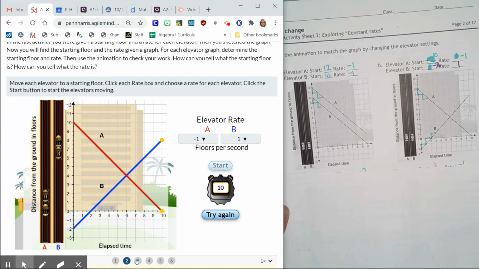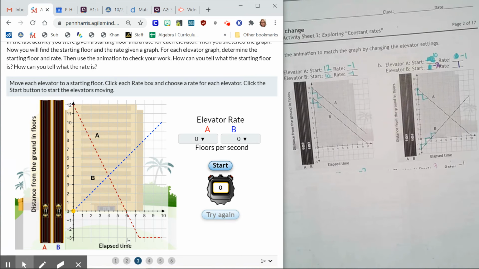Let's go to question 3. This time, it looks like A is starting way up at the top at the 12th floor. B is starting at 0, so that means it's starting at the ground floor. So let's look at their rate. A is going down 1, well, we're not at 1 second yet, so down 2 over to 1 second. So they're going at a rate of down 2 floors per second.